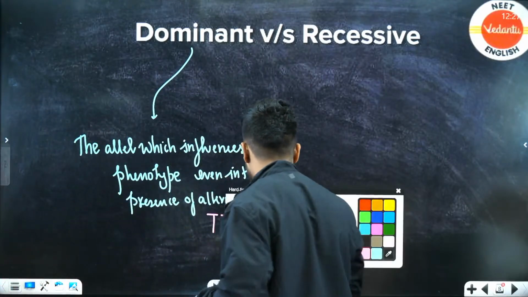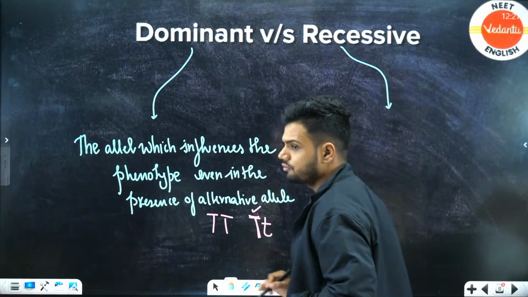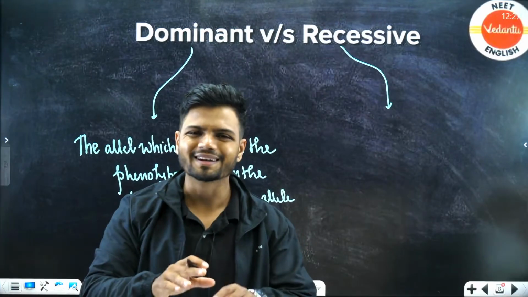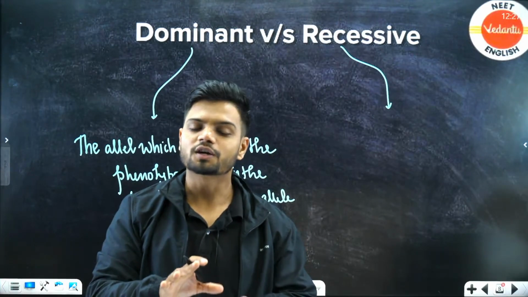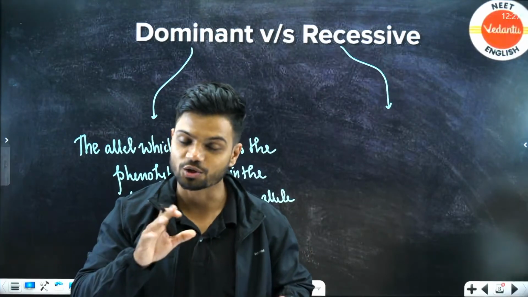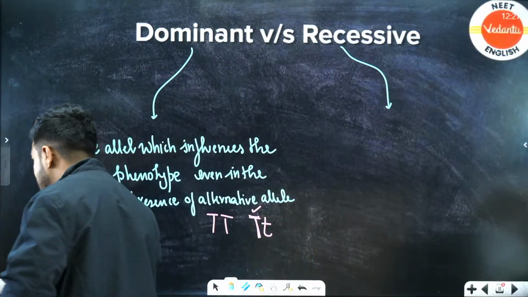Now students, what is the meaning of a recessive allele? A recessive allele is the quiet kid in the class. The quiet kid will only talk in the class when no one is around, right? So that is a recessive allele.